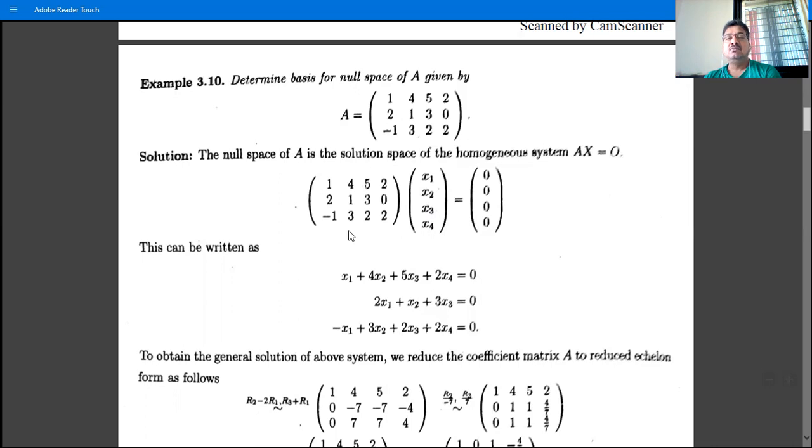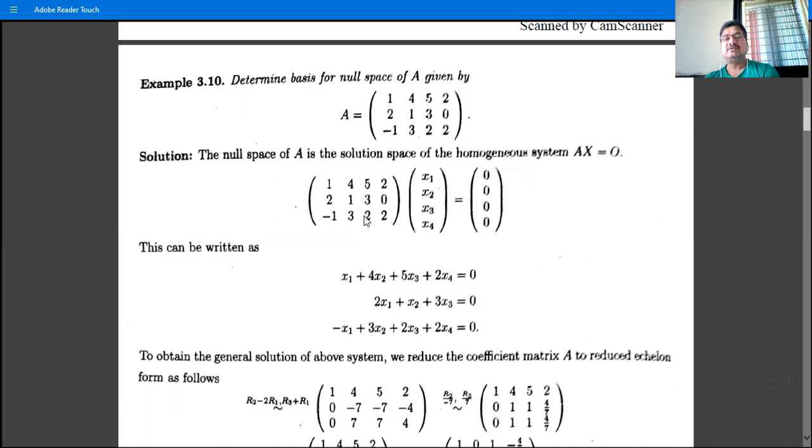And we know that the multiplication of two matrices exists if the number of columns in the first matrix is equal to the number of rows in the second matrix. So there are 4 columns, so take 4 rows. If there are 5 columns, then take 5 rows, that is x1, x2, x3, x4, x5. If there are 3 columns, then take 3 rows as x1, x2, x3. So this is the column matrix X.